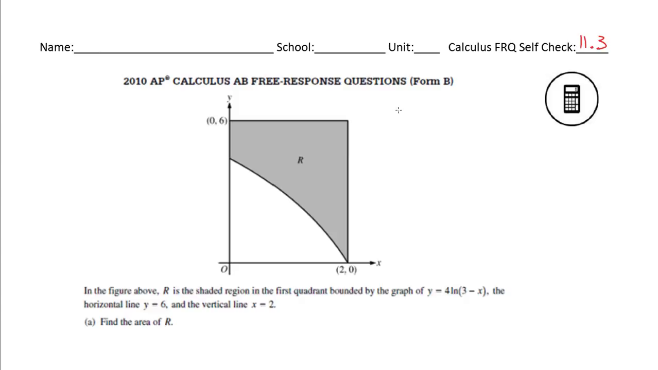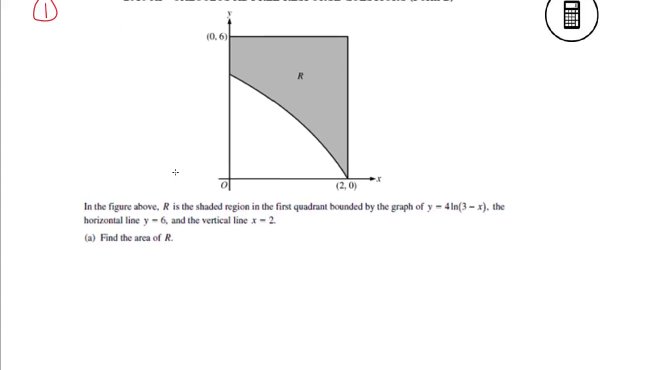This is AP Calculus Self-Check 11.3. We're going through the solutions. So this was number 1. There it is. Okay, so we have this graph and we're trying to find that area.